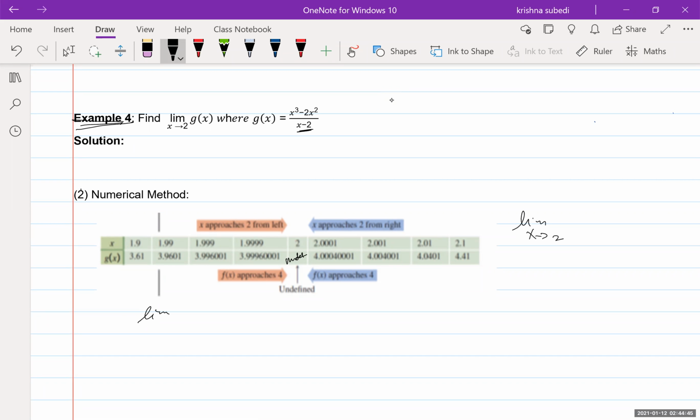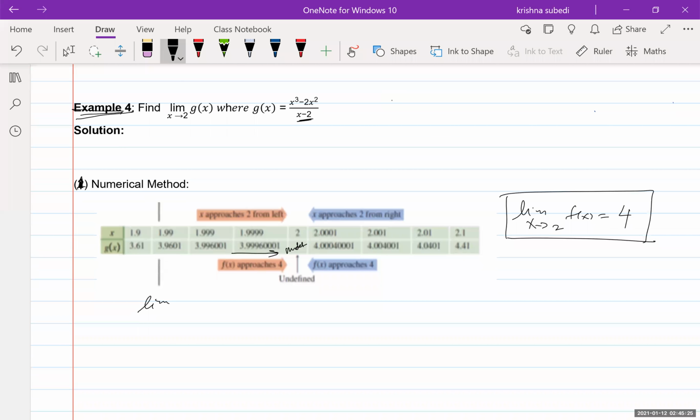Okay, this is numerical method, method 1, numerical method, f of x equals, now tell me, even though when x equals 2, the function is undefined, but where f of x is approaching, this is 3.9999999. This is 4.00001. So you can say that it is approaching towards 4, right? Even though when x equals 2, it's undefined, but we can see from the table that both values are approaching towards 4. So the answer is approximate value of f of x is 4.